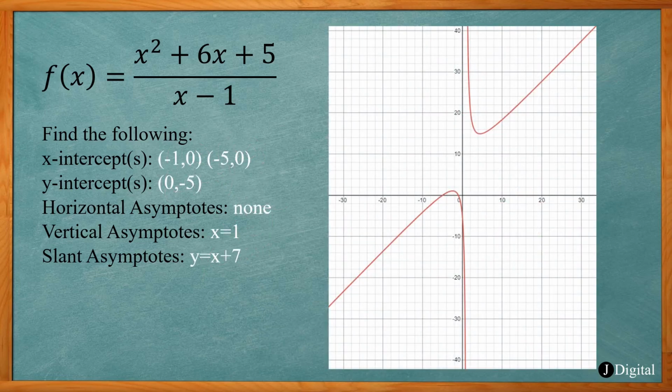Alright, so the graph will look like this. Here are x-intercepts at negative 1, 0. So that's right here. And negative 5, 0.